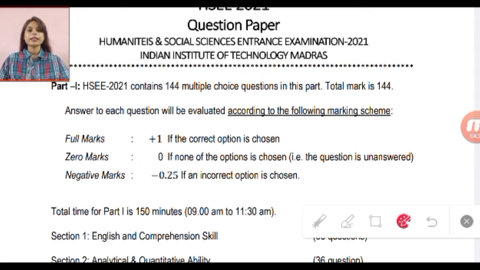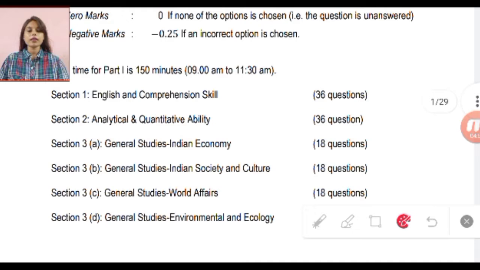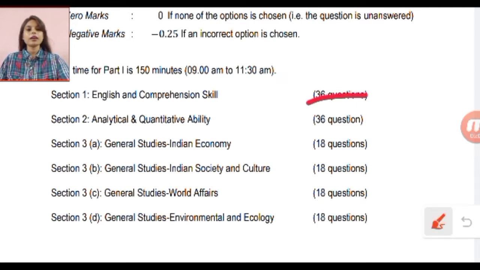Okay, next, see, the time has been given over here. That is, total time for part 1 is 150 minutes and it starts from 9 a.m. to 11:30 a.m. Okay, this is the normal time schedule. Here you can see the sections which are given. That is, section 1 has English and comprehension skill, section 2 has analytical and quantitative ability. So here you can see on the right side that you have these number of questions, that is 36 and 36. You can see both the sections will have.